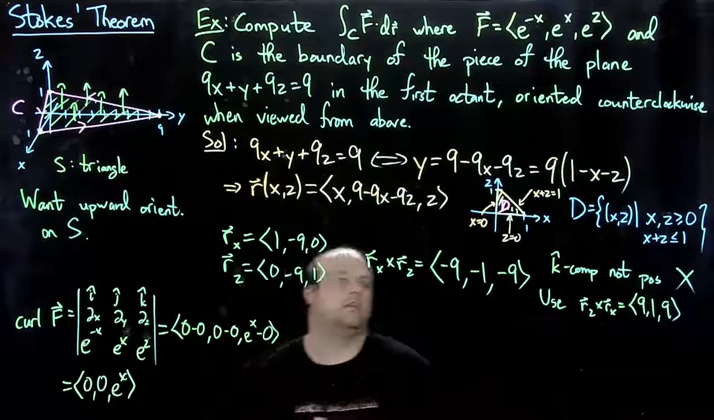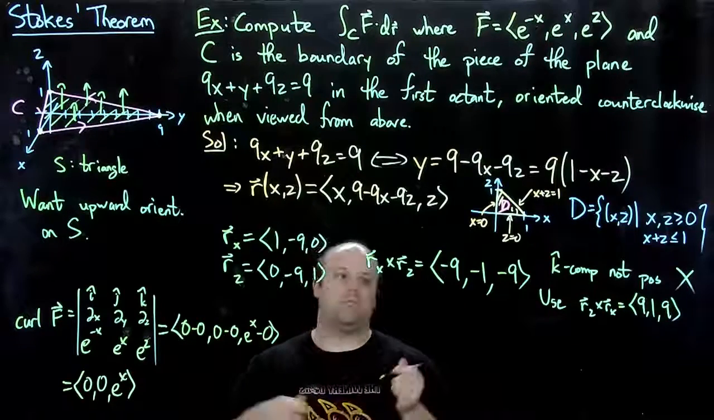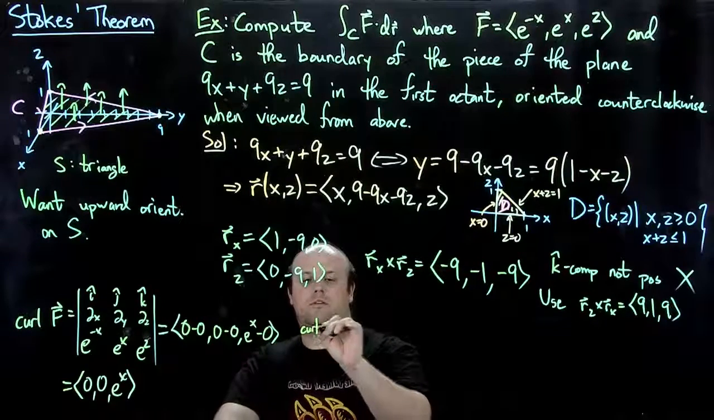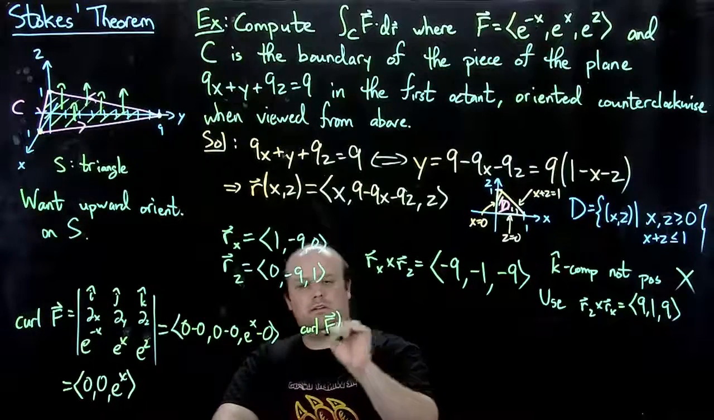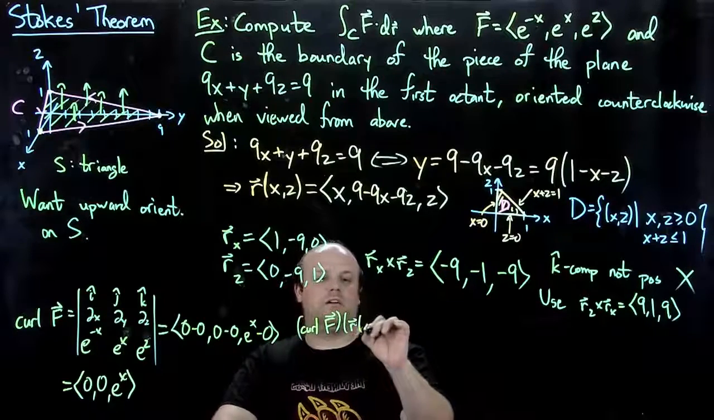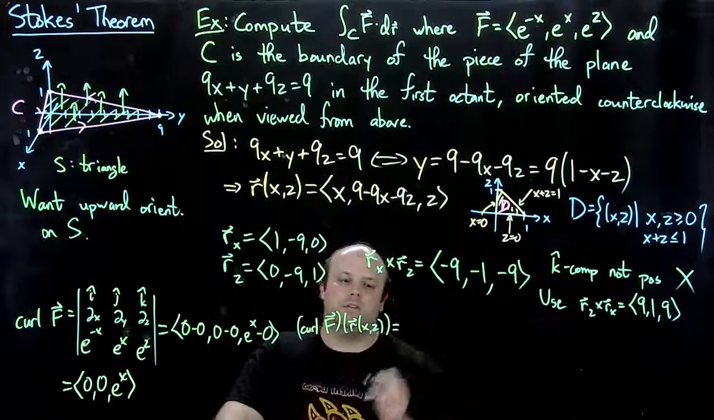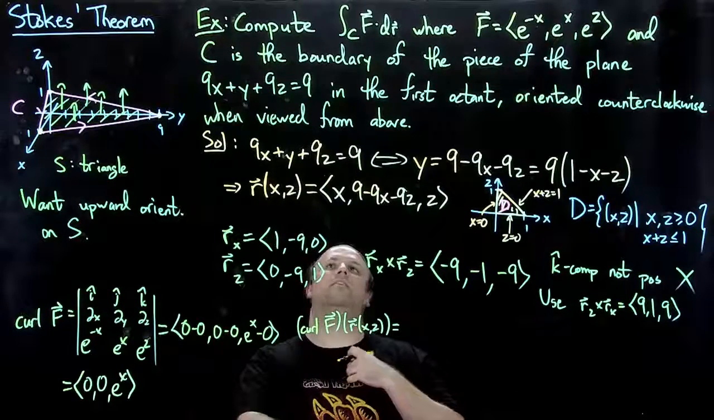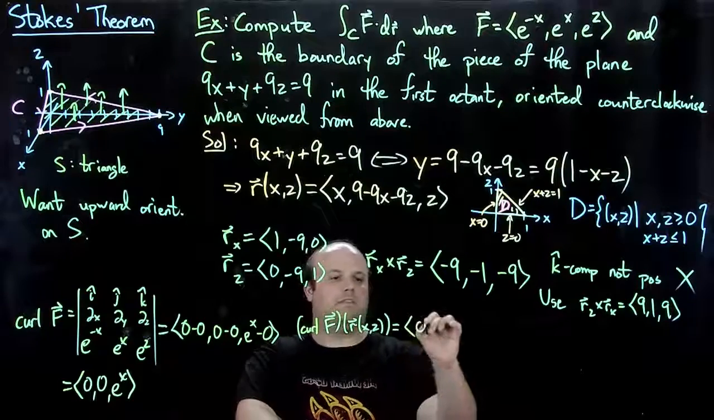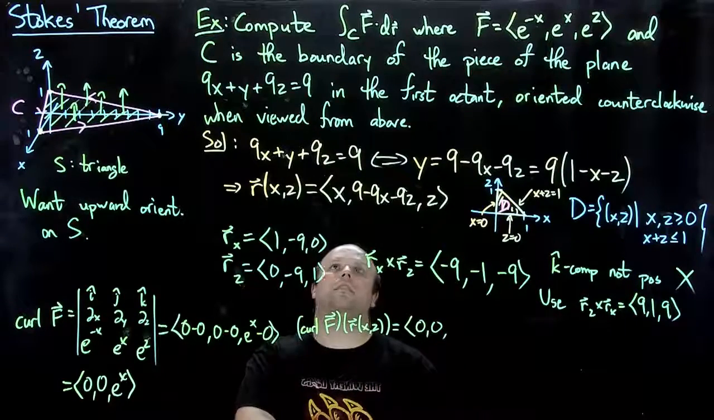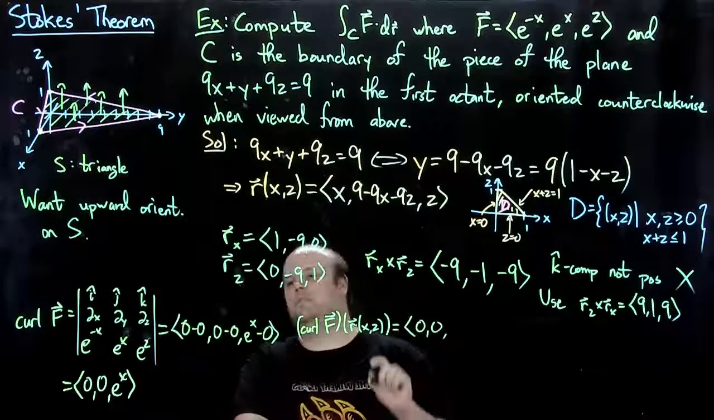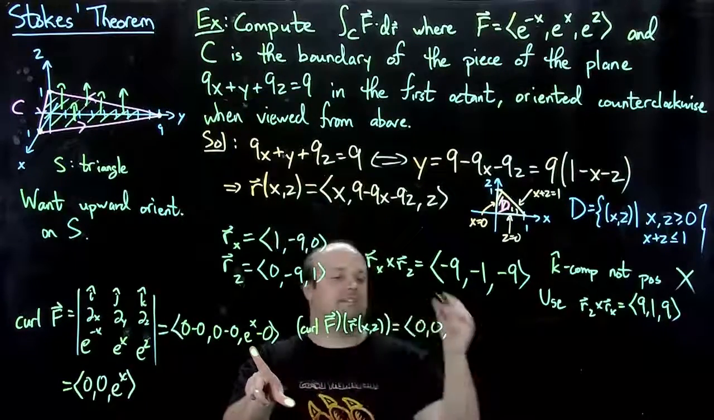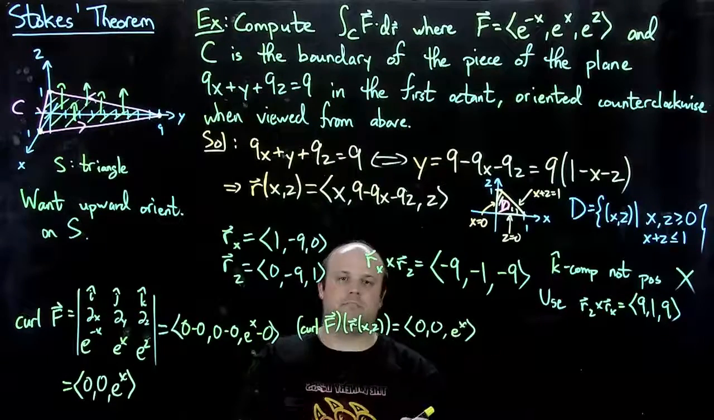So let's go ahead and find one more thing that we need, which is going to be the curl of f, and then we have to plug r of x, z into that, right? Well, the first two components are, of course, 0. The third component is e to the x, but the x component of this is just x. So it's just e to the x. Okay.